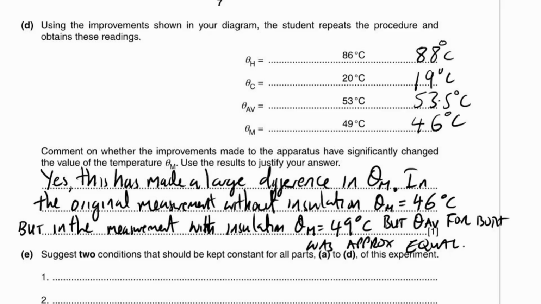An important thing to recognise is you could also say, no, it hasn't made a large difference, and then use the numbers to justify that. Or you could say it's too close to go, and use the numbers to justify that. It doesn't matter what your answer actually is, as long as you use the numbers to justify it well.